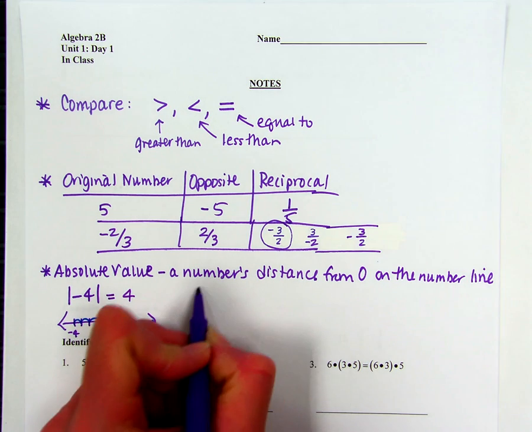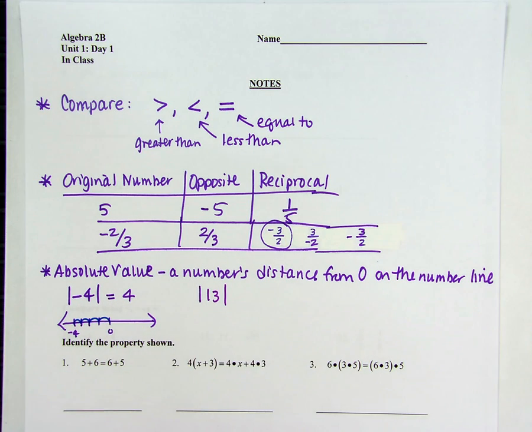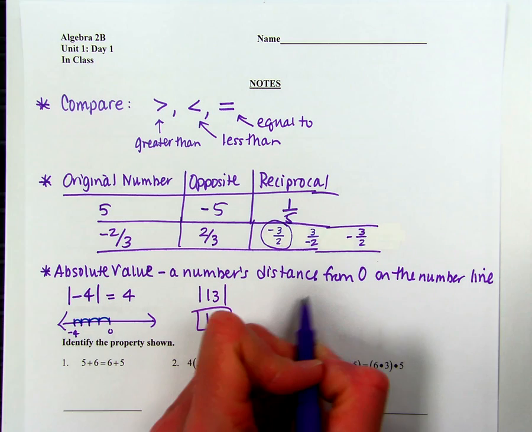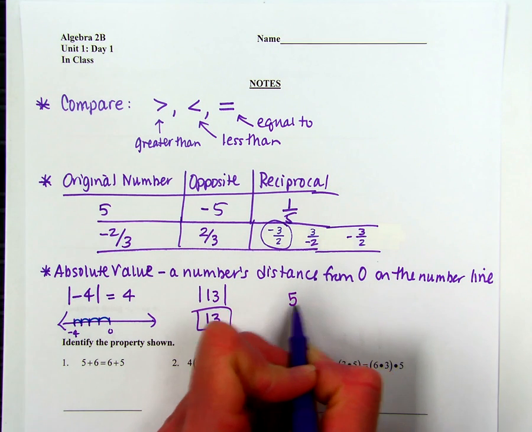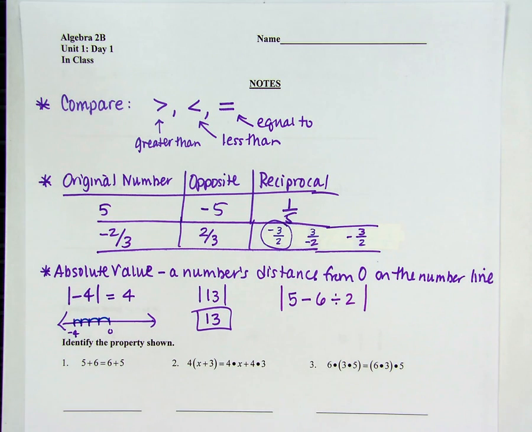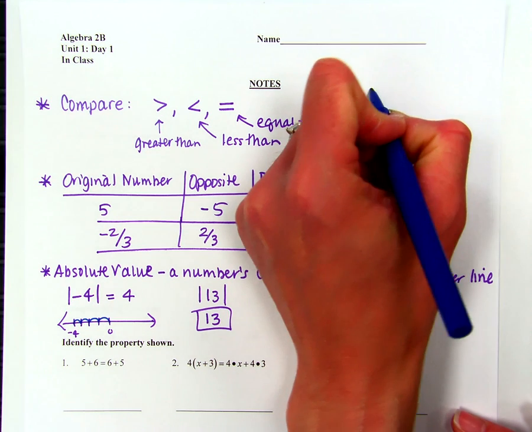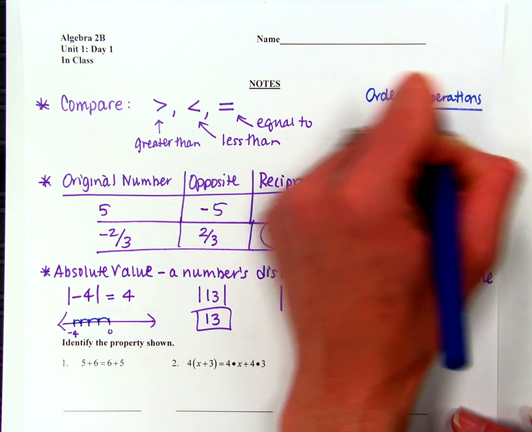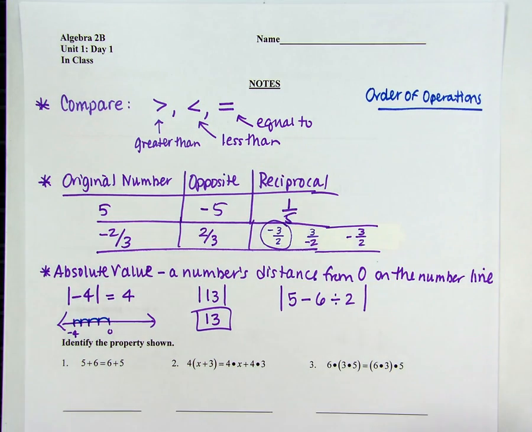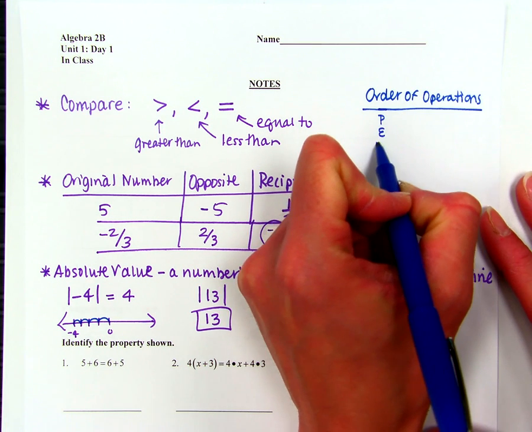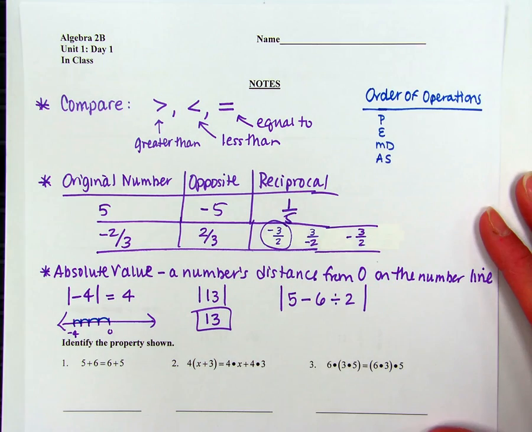If we said, what's the absolute value of 13, you don't even have to draw it out, but we know that that is 13 units away from 0. Sometimes they might ask you to do something like 5 minus 6 divided by 2, and then take the absolute value of that. So make sure that you do order of operations first. As a reminder of order of operations, I'm going to write these up here. Some people remember this as please excuse my dear Aunt Sally, but it's parentheses, then exponents, then multiplication and division, and then addition and subtraction.